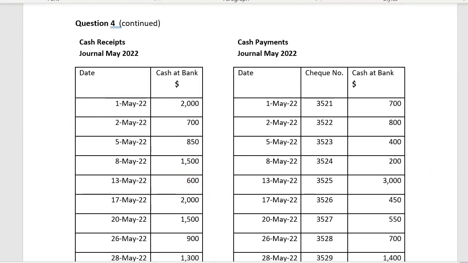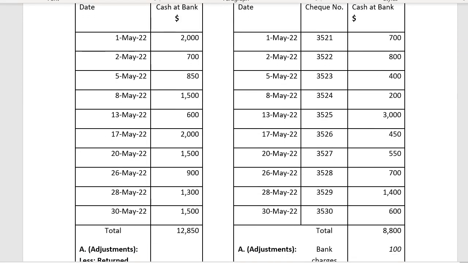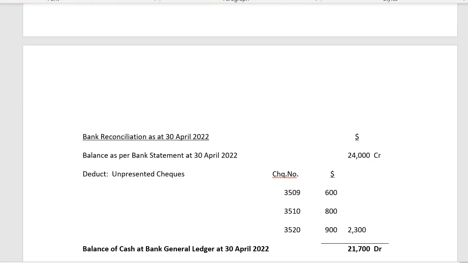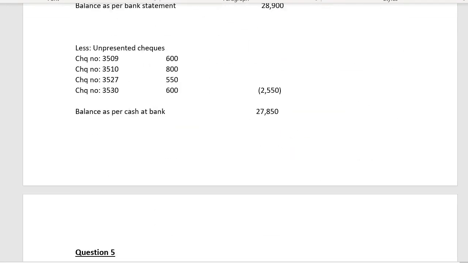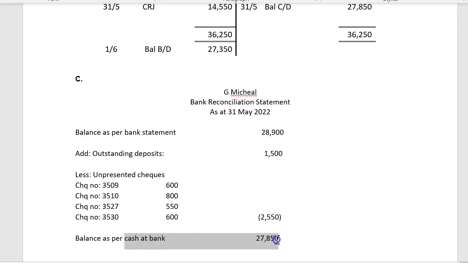$600 deposit on the 13th of May. It appears. You don't need to worry about the dates, just check, because the bank may take a day or two. Yep. And 2000 appears. So guys, all these deposits appear except for this one. And this is what we call outstanding deposits. And you have that. And that's how we get the adjusted balance, which is 27,850.